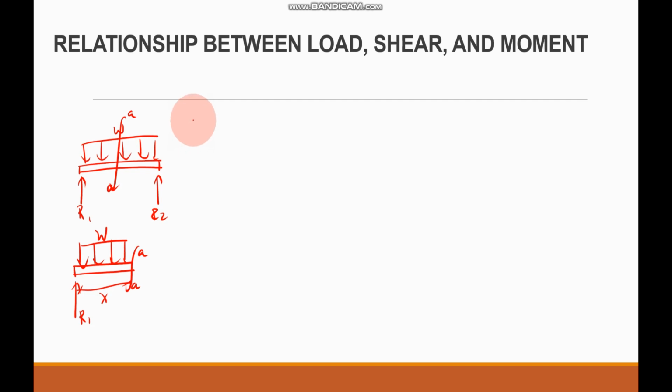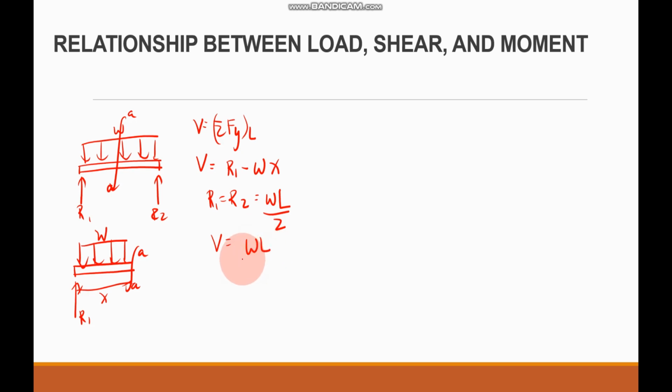So solving for the shear, by having the summation of forces vertical, the left segment or left side of the segment, our shearing force is equal to R1 minus WX, in which in a simply supported beam, R1 is equal to R2, and it is equal to the uniformly distributed load multiplied by the length divided by 2. So substituting, R1 is equal to WL over 2 minus WX.